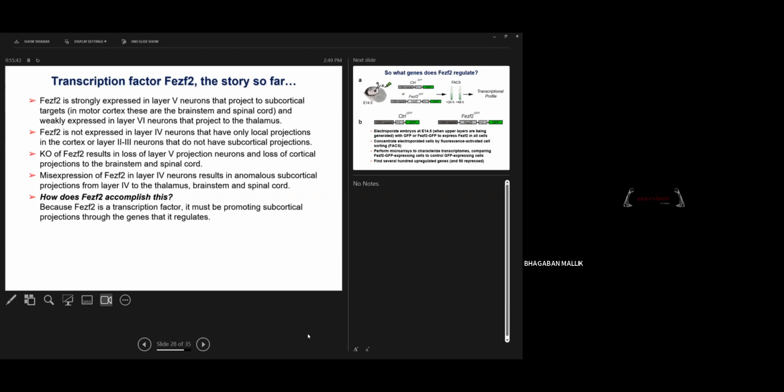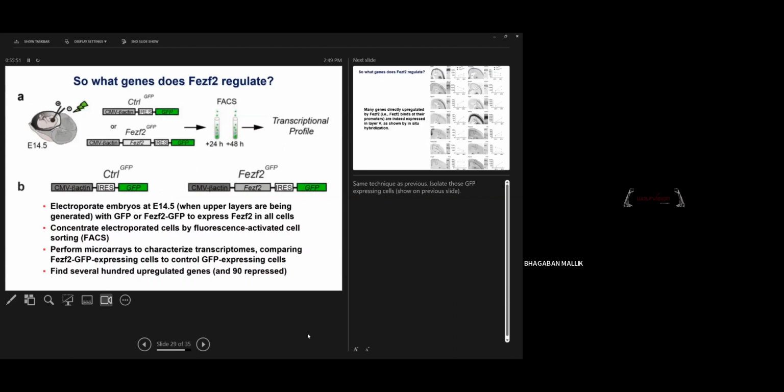So in the knockout of FEZF2, you have loss of the layer 5 neuron, which I have shown. Here is some more of the experiment they have done. How does FEZF2 regulate different genes? What they have done here is they again cloned the GFP and FEZF2 and injected it in mouse at 14.5. They labeled the mouse, and after 24 hours, and after 48 hours, they collected the brain and did the transcriptomic analysis. And they show the different genes that are regulated by this transcription factor, which is present in layer 5, that is FEZF2.